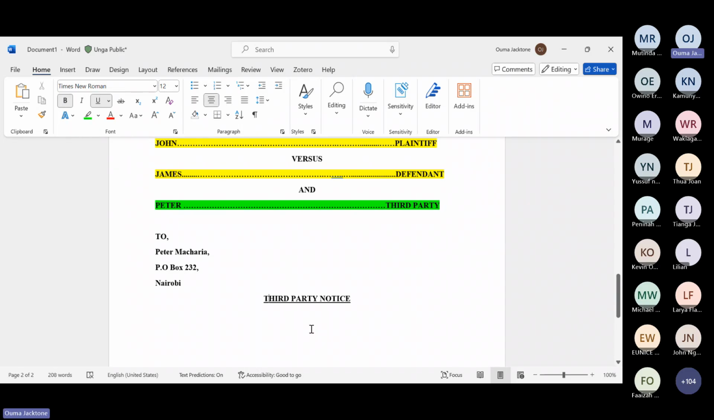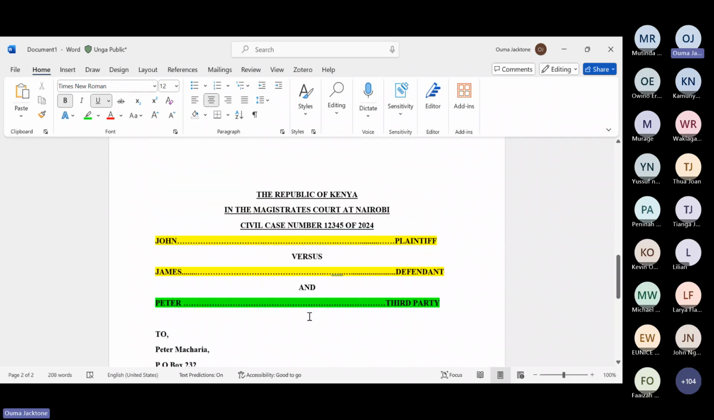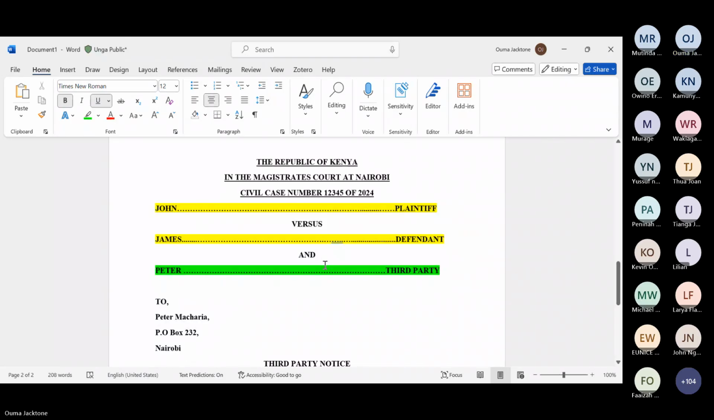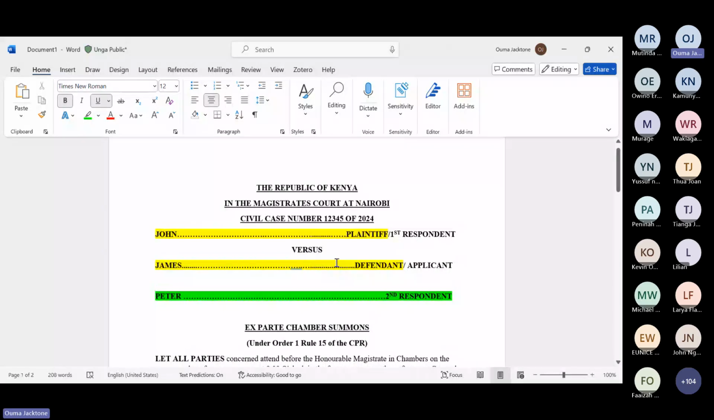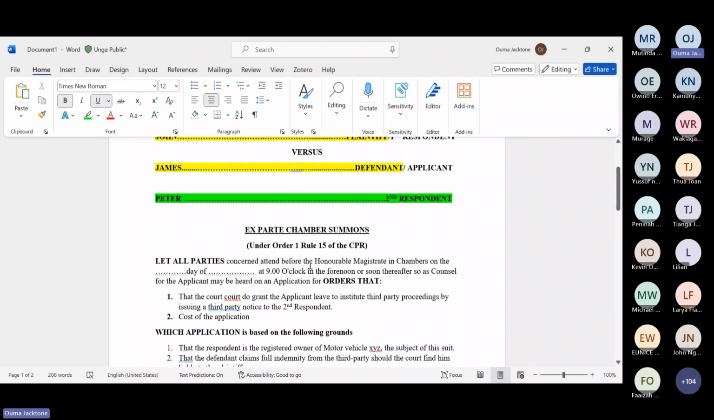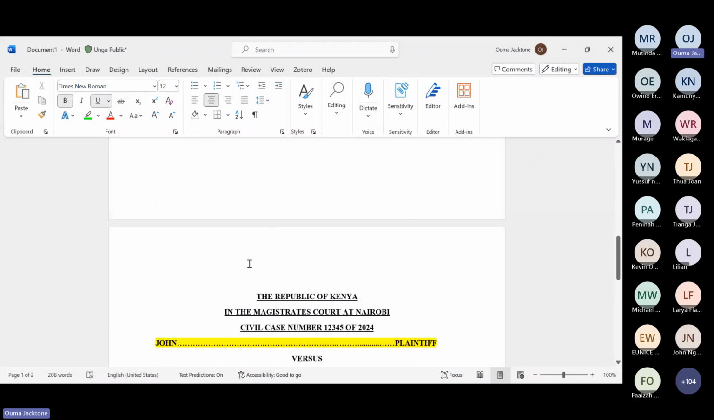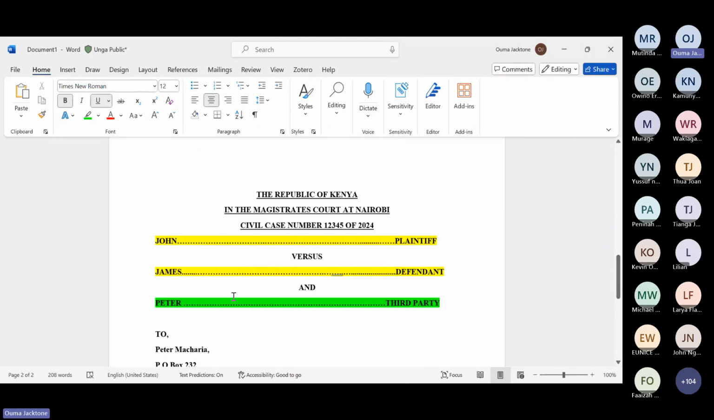So I want you to draft that third party notice. I will send you a draft to guide you. So you can see the application will have who is the applicant, who is the respondent. Both of them are applicant and respondent. And then that person that is in green, that is Peter. Peter will now become the third party. So John versus James, that is the first suit, and Peter the third party.